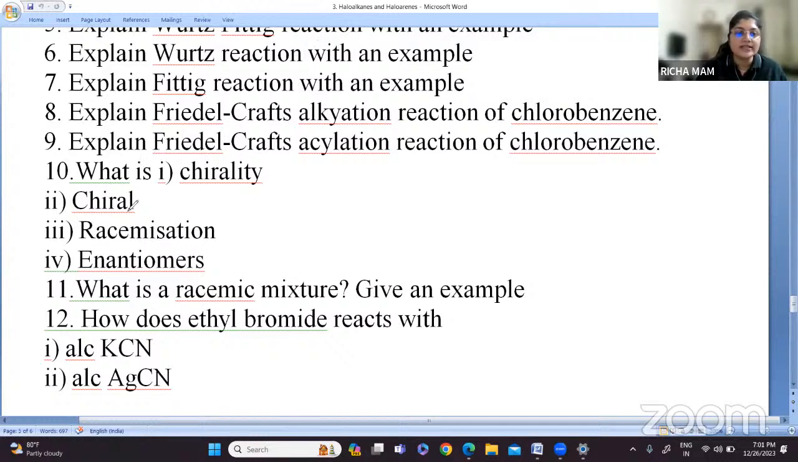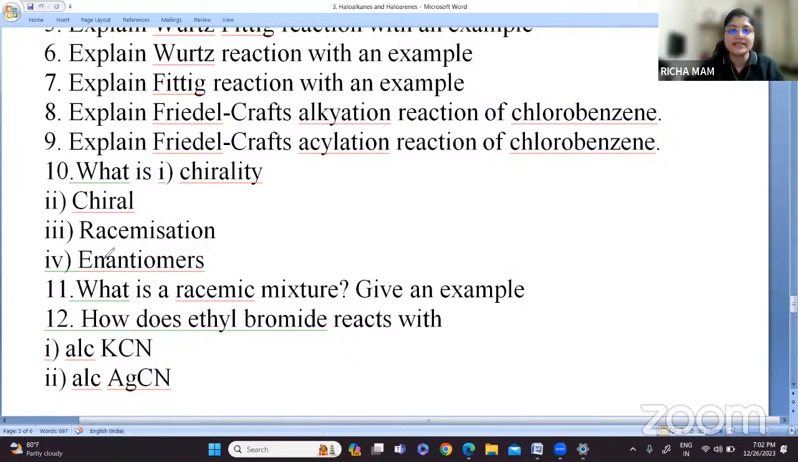Now, next: what do you mean by chiral compounds? Chiral compounds are those compounds in which a carbon atom is attached to four different atoms or molecules. Then it is called a chiral carbon. So what is a chiral carbon? The carbon to which four different atoms or molecules are attached.